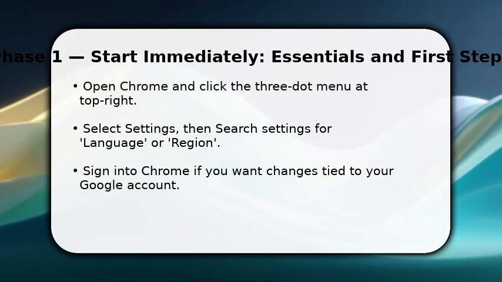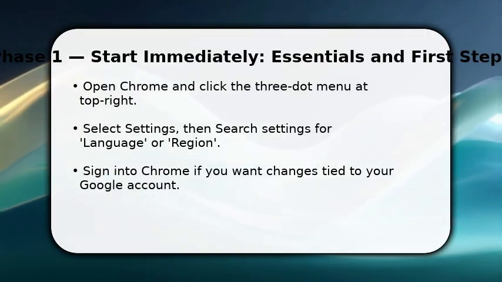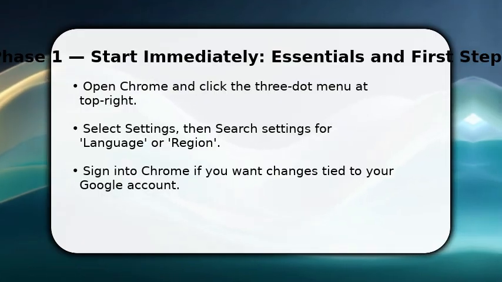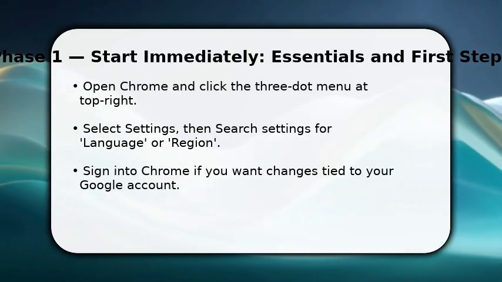You begin by opening Chrome and going straight to Settings. This gets you where Regional Options live. Once the Settings page appears, type Language into the search box to surface language and region controls immediately.